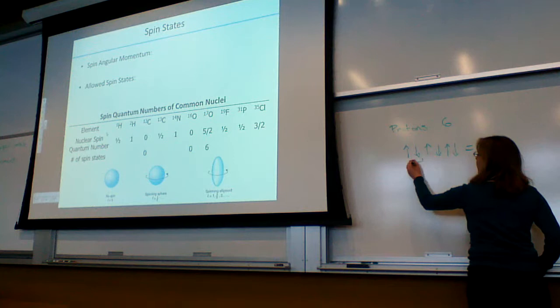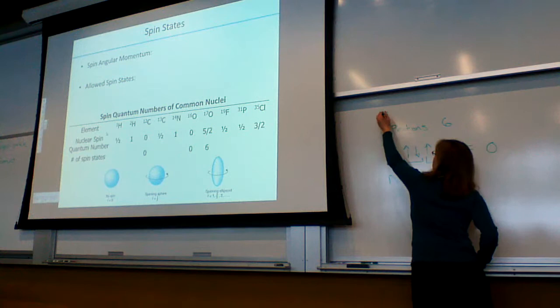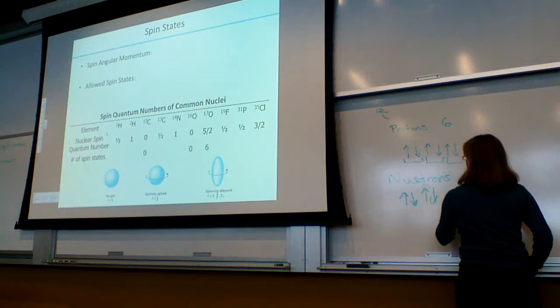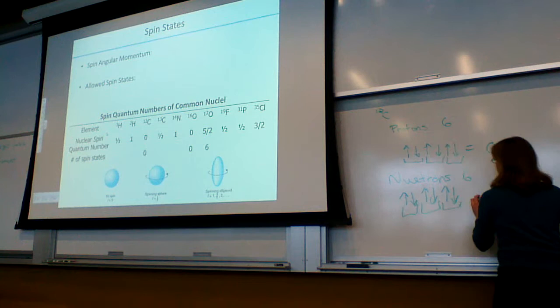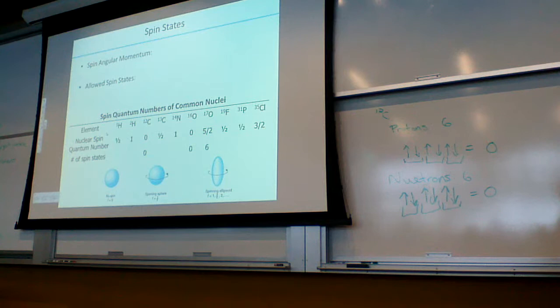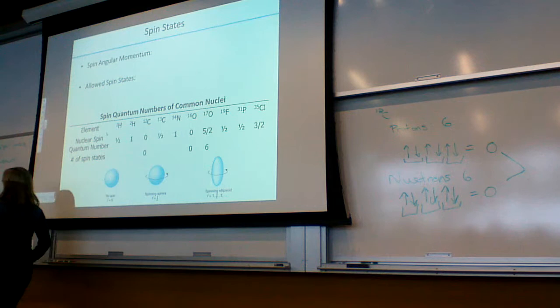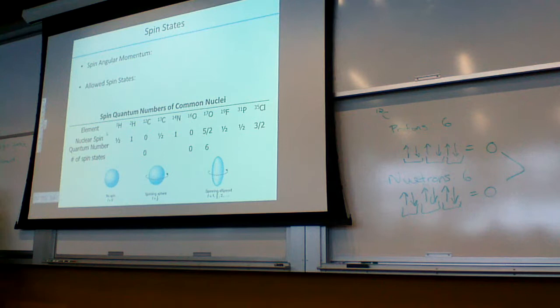Those are the protons. Carbon 12 also has neutrons, 6 of them. They also are going to be paired, so again, we're at 0. So the nuclear spin quantum number for carbon 12 is going to be 0 because all of those protons and neutrons are paired up. In hydrogen, we are going to assign each neutron as 1/2, each proton as 1/2. And so hydrogen is going to have a nuclear spin quantum number of 1/2.